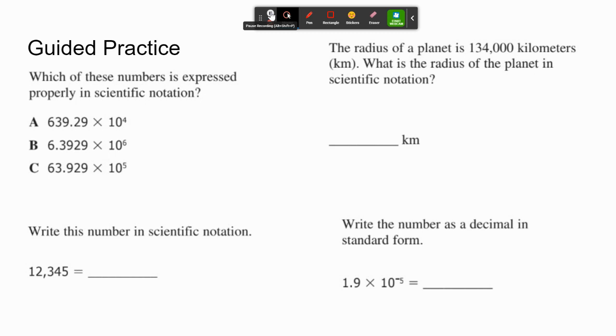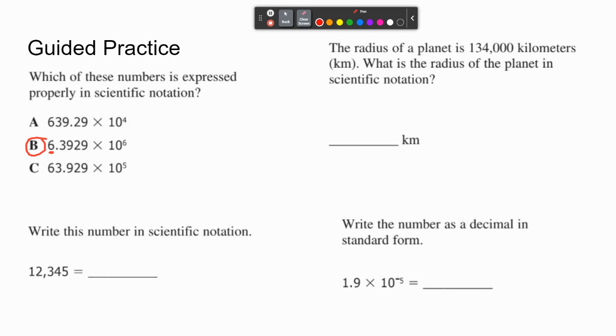The first example says which of these numbers is expressed properly in scientific notation. So really all we're doing here is looking at the format. And if you remember correctly, there should only be one number in front of a decimal in scientific notation. So if you look at choice A, there's 3 numbers in front of the decimal. Choice C has 2 numbers in front of it. So that means choice B is the only one that is correct scientific notation. And that's really all you need to know for that example.